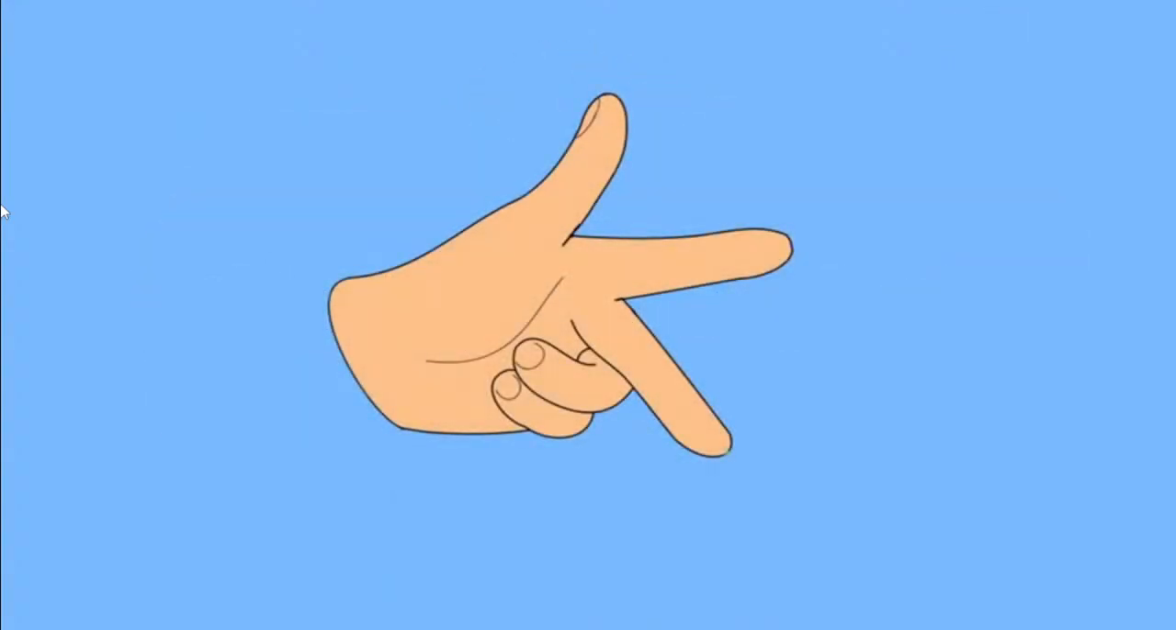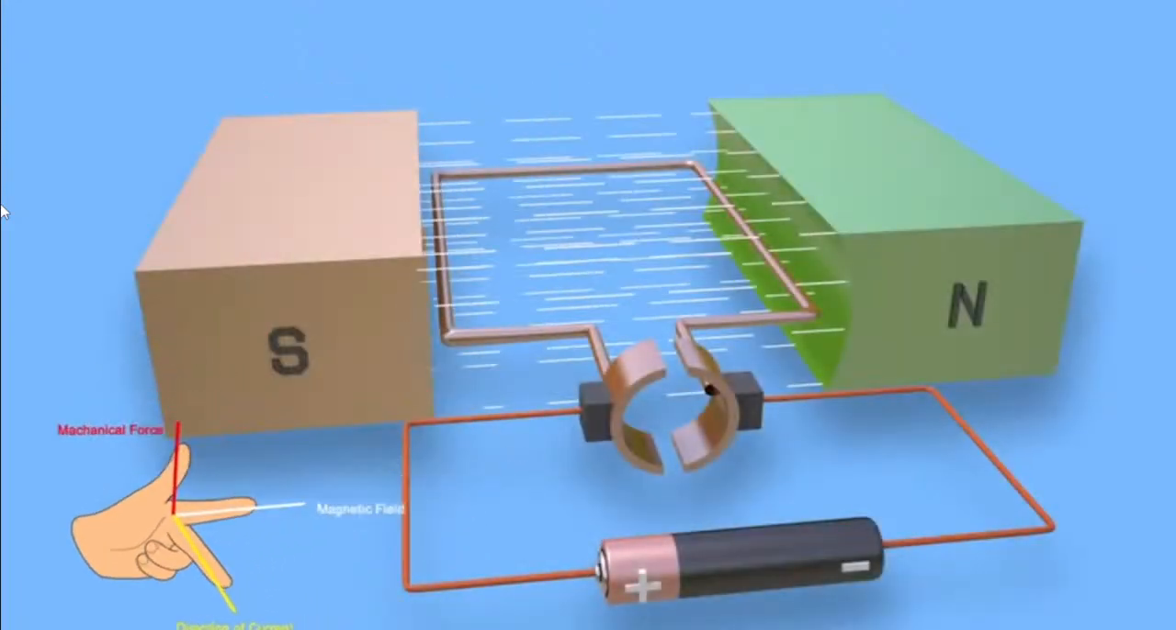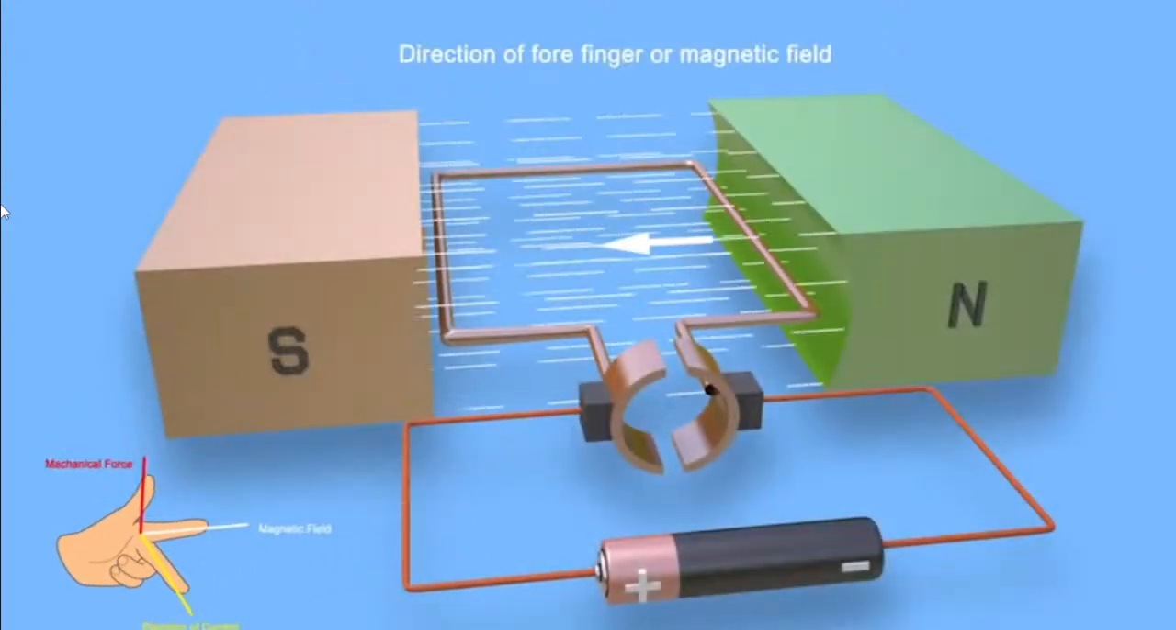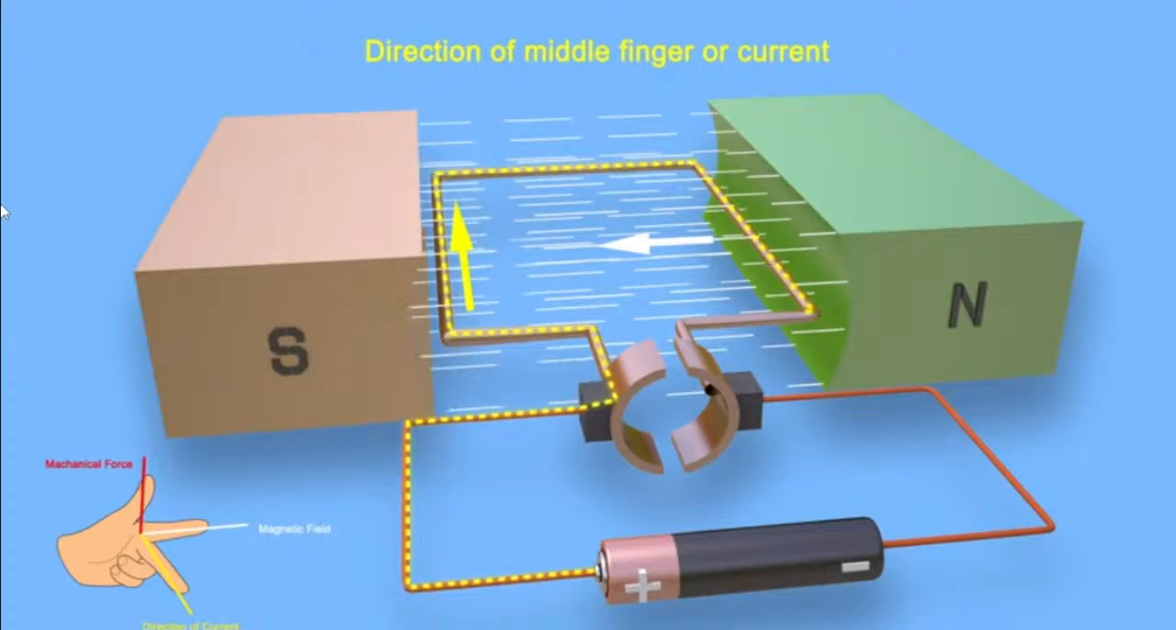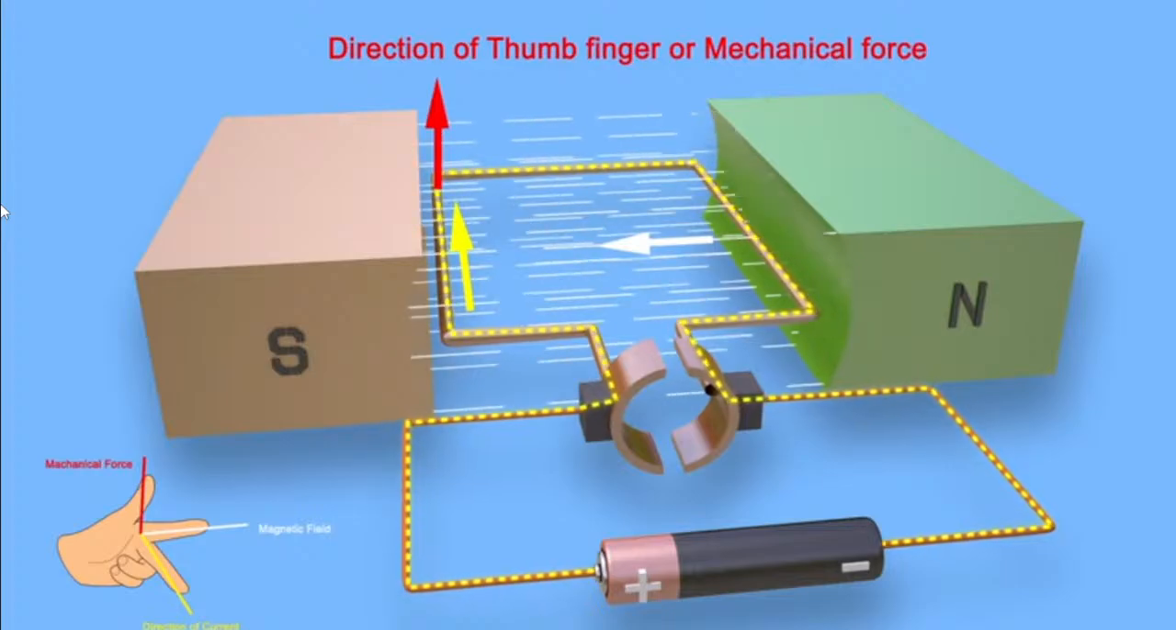To do this, spread out your left thumb, forefinger, and second finger so they are all at 90 degrees to one another. With that, if the forefinger is aligned along the direction of magnetic field, from north pole to the south pole, and the second finger is aligned along the direction of the current in the left side conductor, then the thumb indicates the direction of mechanical force.